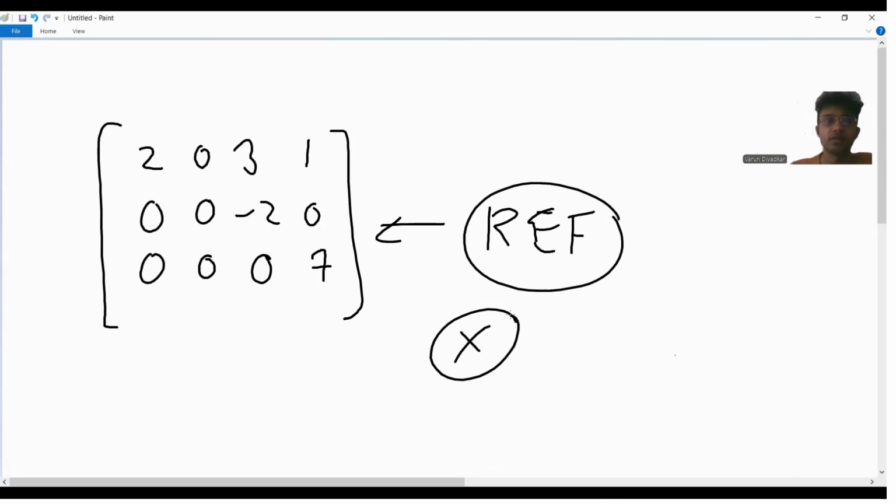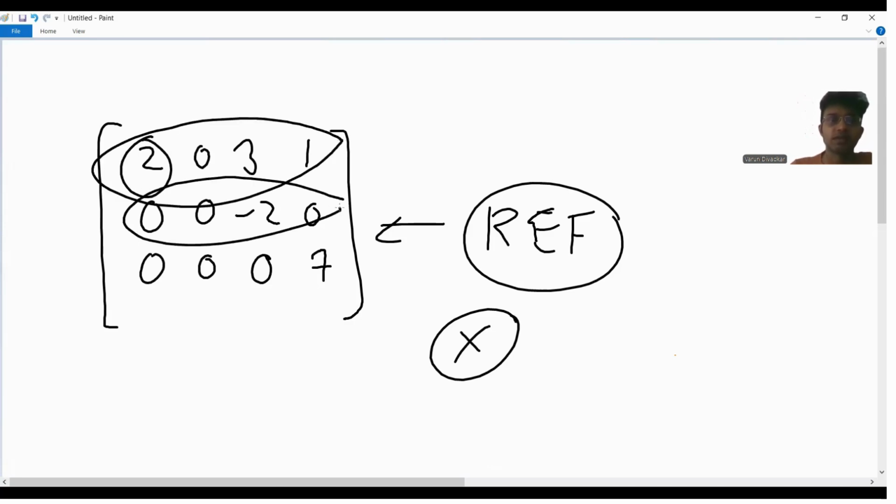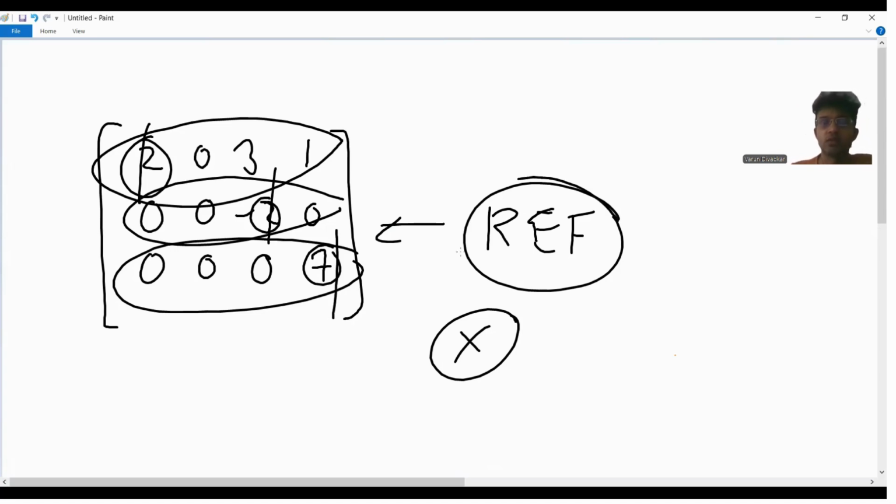The second condition is that the pivots have to be at the right of each other, right? So here, this is the pivot number 1, here is the second pivot, and here is the third pivot. So we see that they're all at the right of each other. So this matrix is definitely a row echelon form, right? Let's take another example.